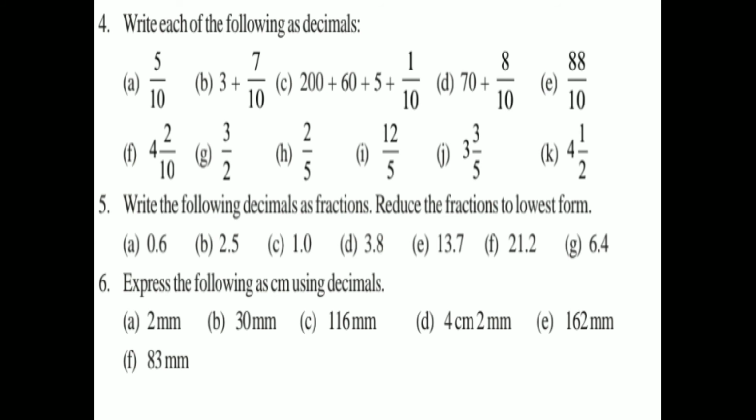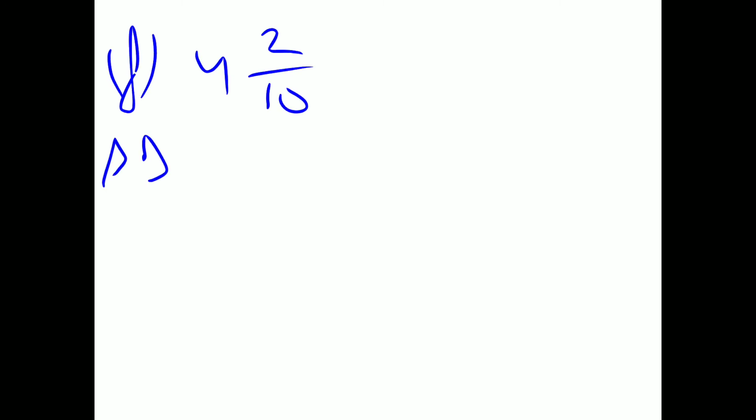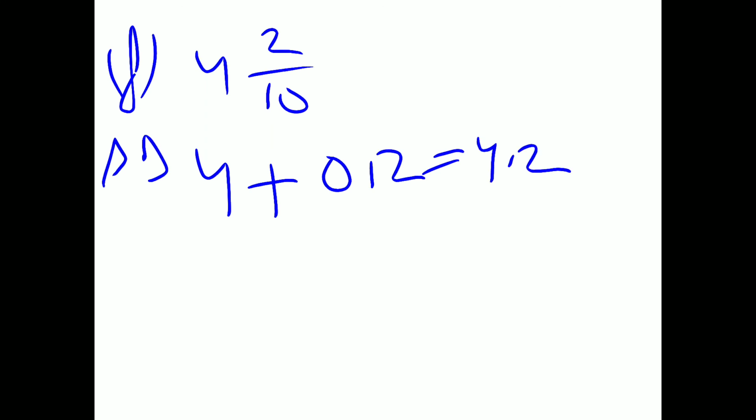Similarly we do F part. F part is 4 2/10. So how can we write 4 2/10? 4 will come as it is plus 2/10 will be written as 0.2. So answer will be 4.2. Clear?